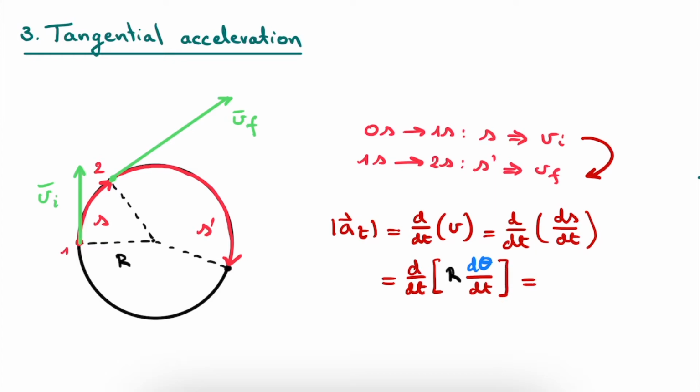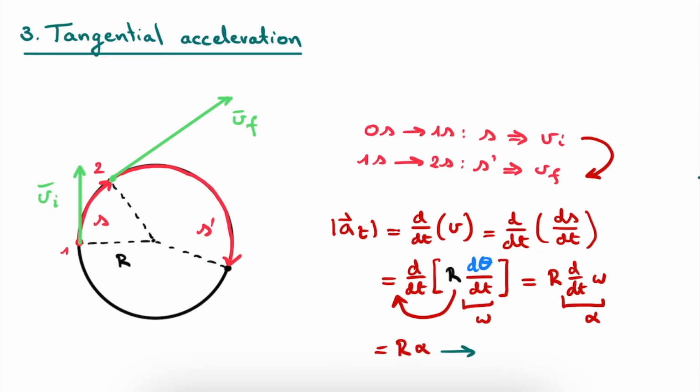And since r is the radius of the circle, which of course remains constant over the entire process, it can be brought outside. And we remember that d theta dt is the angular velocity omega. So we have that this becomes r times the time derivative of omega. However, in the previous type of acceleration, we exactly saw that the change of the angular velocity, so d omega dt, is exactly the angular acceleration. So we see that this is simply equal to r times the angular acceleration alpha.